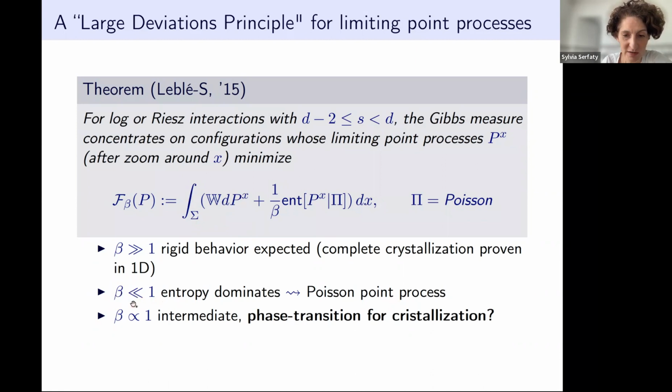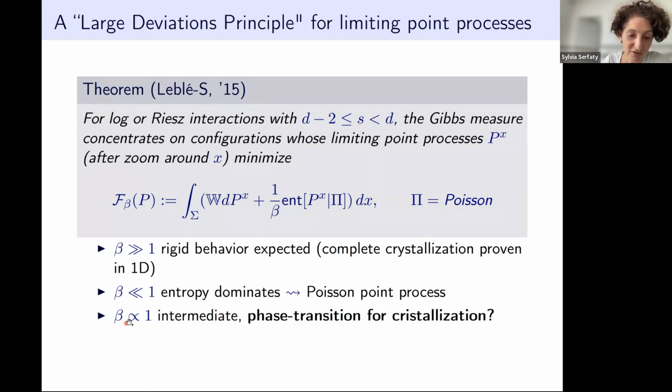Now, at the other end, when beta is very small, that corresponds to very large temperature, then this becomes the dominant thing in this free energy, and that's what you should minimize. If you want to minimize a relative entropy with respect to Poisson, well, then you should just be Poisson. That's what minimizes the relative entropy. So when entropy dominates, you converge to the Poisson point process, and the Poisson point process corresponds to a non-interacting gas. So that's also natural when you tune beta out in your exponential of minus beta H. In the end, you get just independent points.